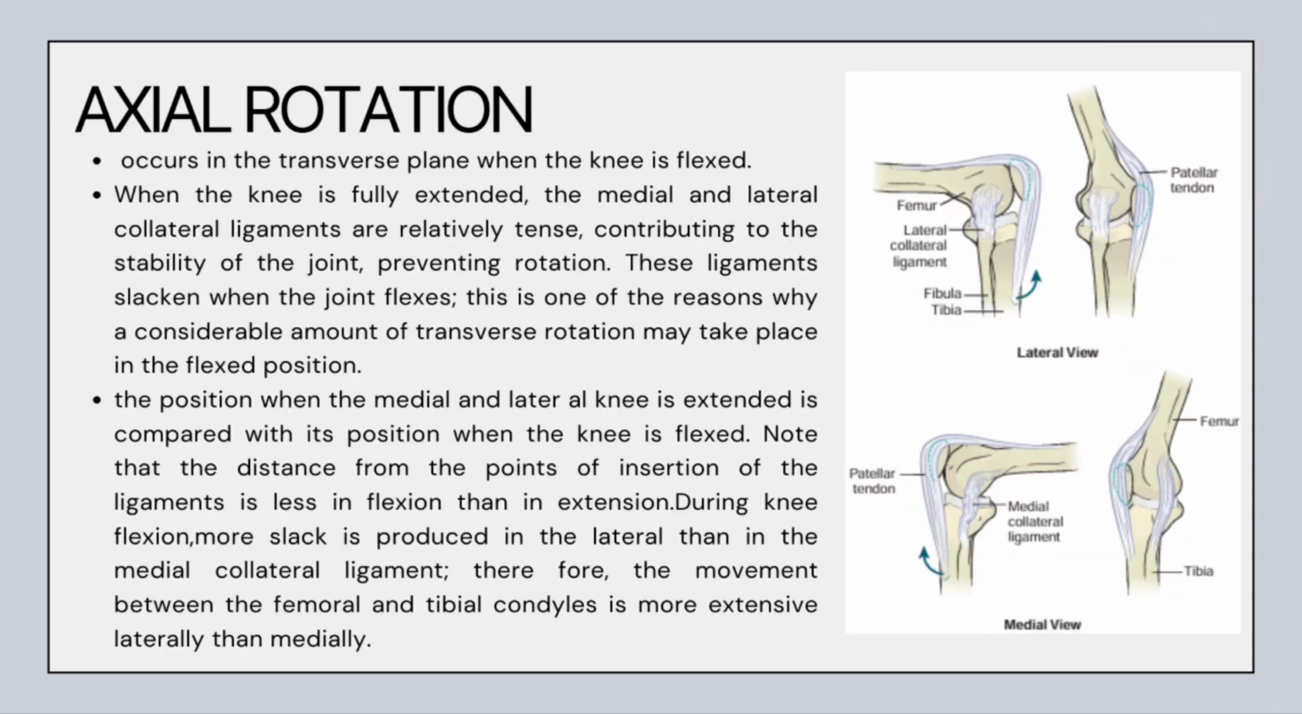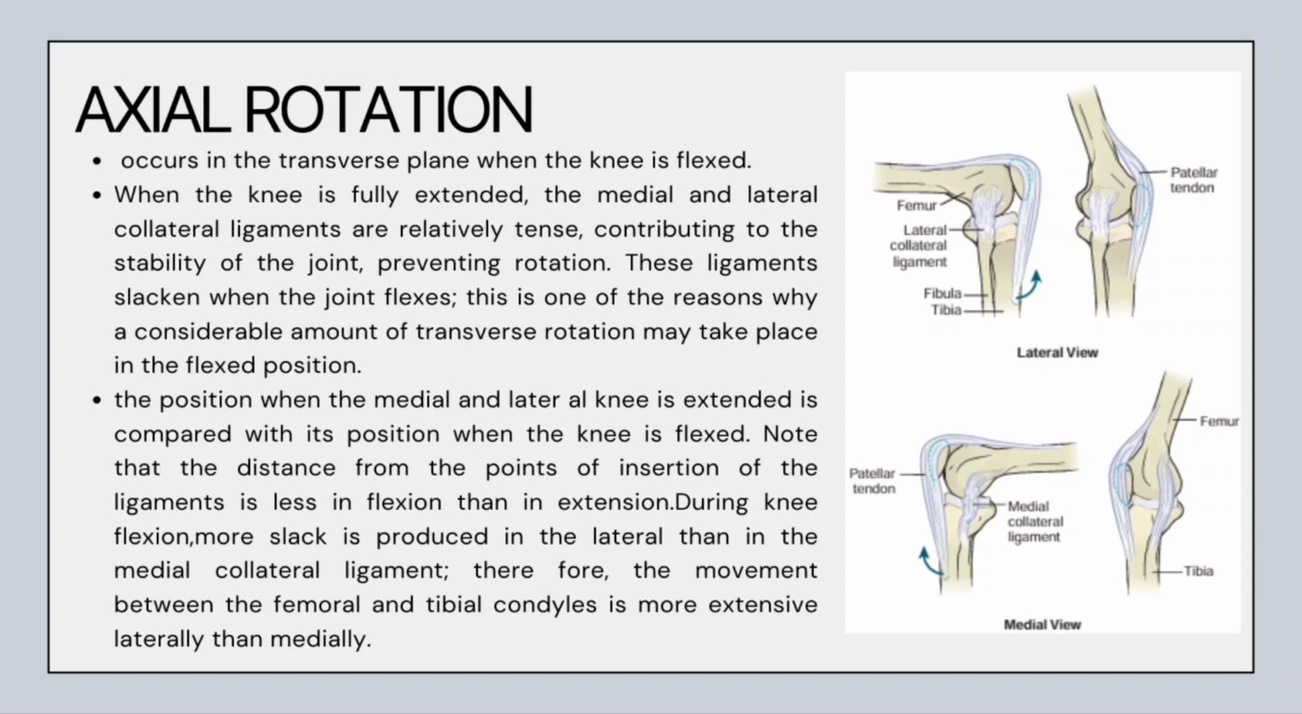Next is the axial rotation. So, axial rotation occurs in the transverse plane when the knee is flexed. When the knee is fully extended, the medial and lateral collateral ligaments are relatively tense, contributing to the stability of the joint, preventing rotation. These ligaments slacken when the joint flexes. This is one of the reasons why a considerable amount of transverse rotation may take place in flexed position.